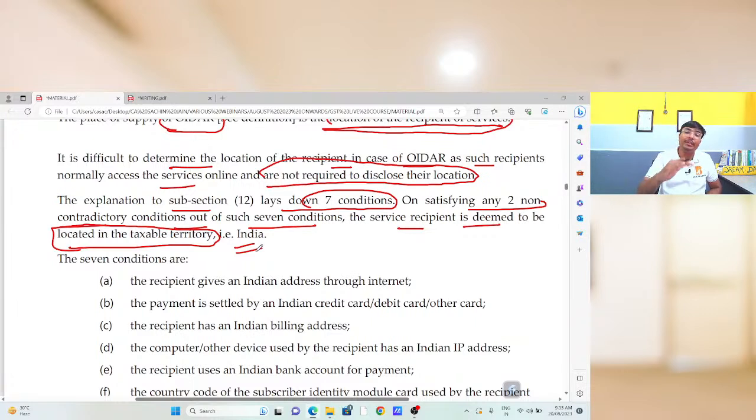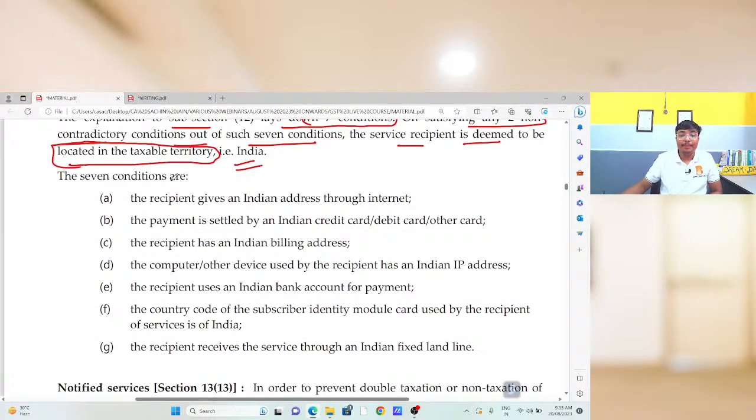We are not going to treat it as export, because if we treat it as an export, what will be the situation? It is to be considered as export, no GST. So for that purpose, in case of online information database access and retrieval services, there are specific 7 conditions. If you satisfy any two conditions from these 7 conditions, the recipient will be treated as being in India.